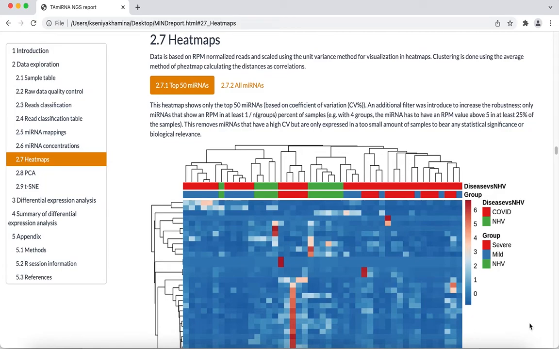2.7 provides information about unsupervised clustering. These heatmaps are based on RPM normalized reads and scaled using the unit variance method for visualization in heatmaps. Clustering is done using the average method of hclust, calculating the distances as correlations.